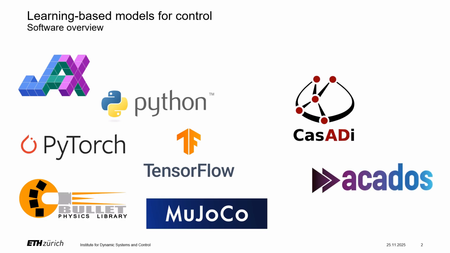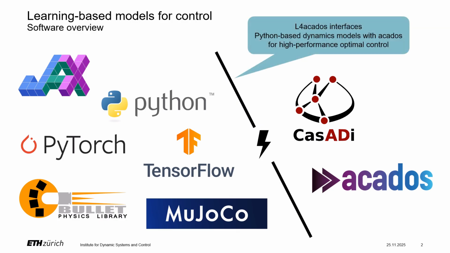However, coupling them with established software packages for optimal control, such as CasADi and acados, is generally difficult and often requires tailored implementations. In this work, we bridge this gap by presenting L4acados, which interfaces Python-based dynamics models with acados for high-performance optimal control.